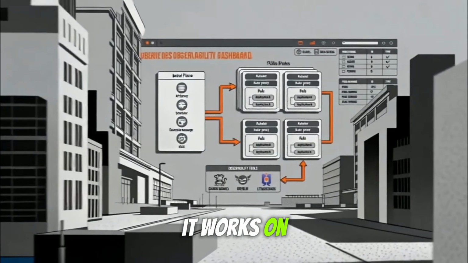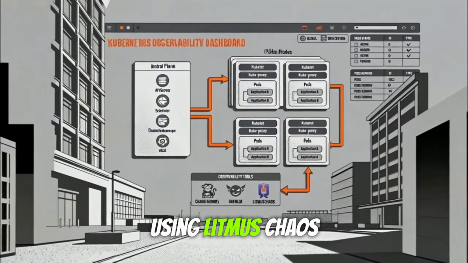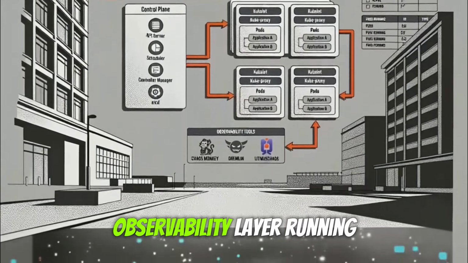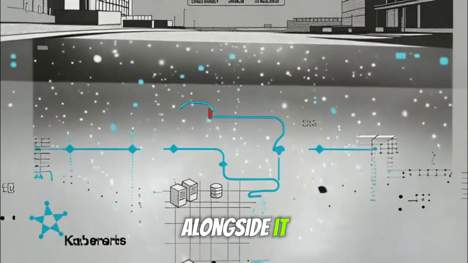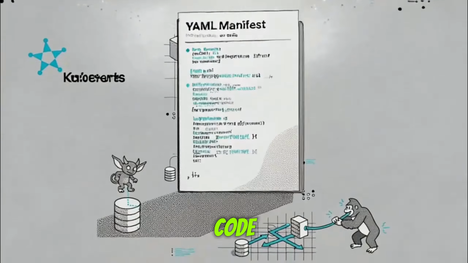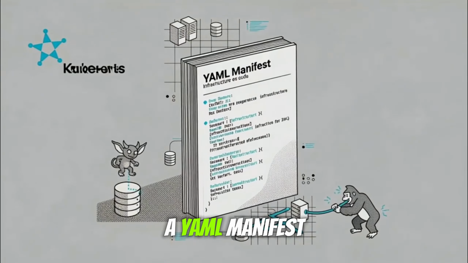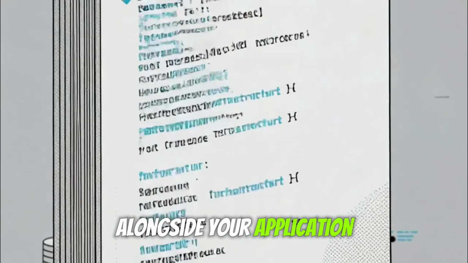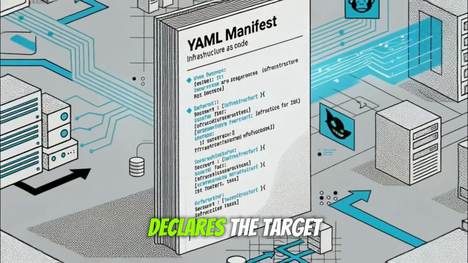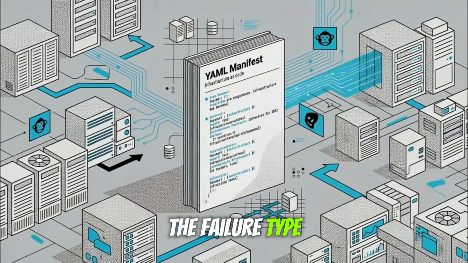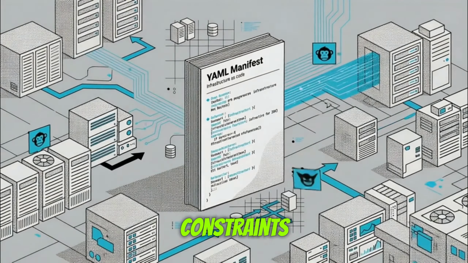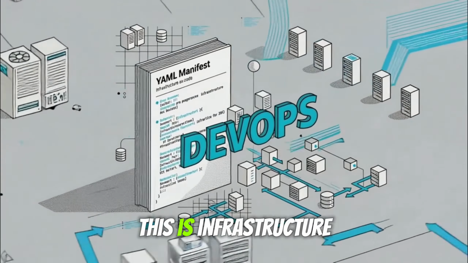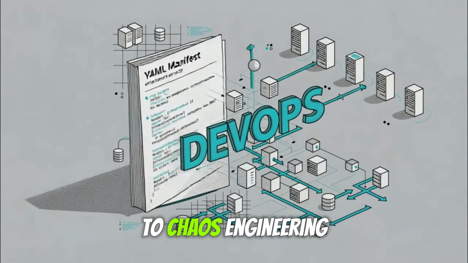Here's how it works on a Kubernetes platform using Litmus Chaos for experiment execution and an AI observability layer running alongside it. You define your chaos experiments as code. Each experiment is a YAML manifest living in your GitOps repository alongside your application infrastructure manifests. It declares the target resource, the failure type, the blast radius constraints, the steady-state hypotheses, and the automatic rollback conditions. This is infrastructure as code applied to chaos engineering.